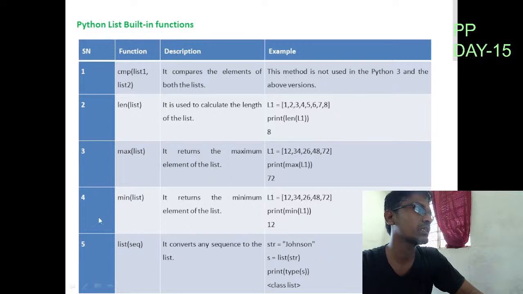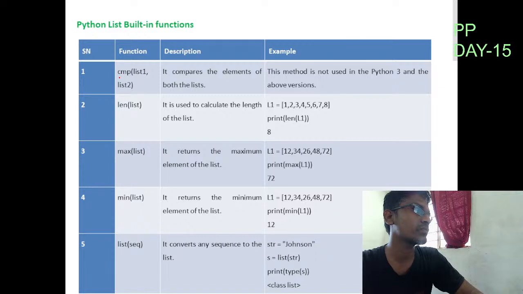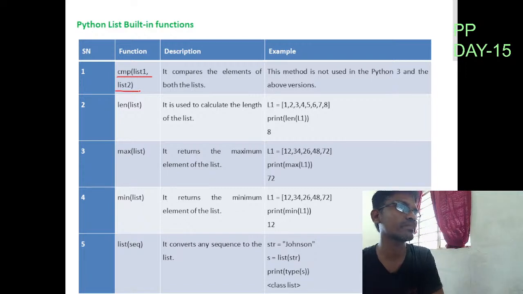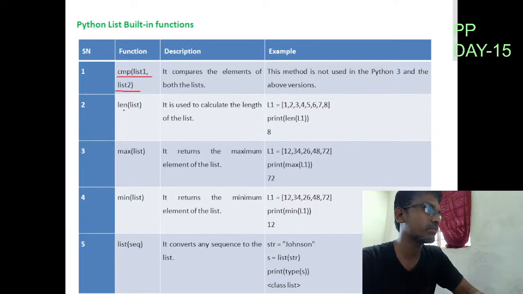So these are the built-in functions in Python. The first one is comparison. Compare list 1 and list 2. It will compare both list 1 and list 2. By using the len function, you can find the length of the given list. By using the max function, you can find the maximum value in a given list. And by using the min function, you can find the minimum value in a given list.